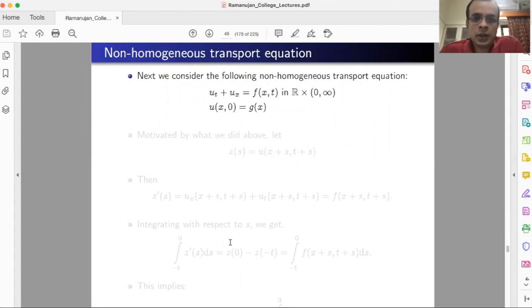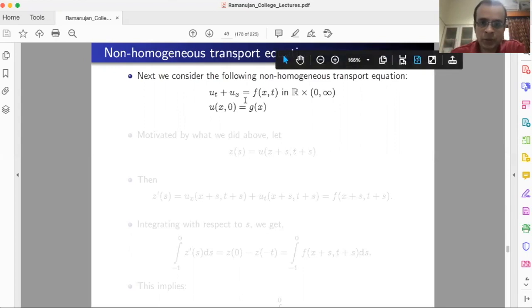Now, for what will follow later on, we also need the non-homogeneous transport equation. So I have u_t plus u_x is equal to f of x comma t in R cross (0, infinity). And I assume that u of x comma 0 is equal to g of x. Okay, so you see that there is a non-homogeneous part over here, which is f of x comma t. And I want to solve this also. Okay, so how do we solve?